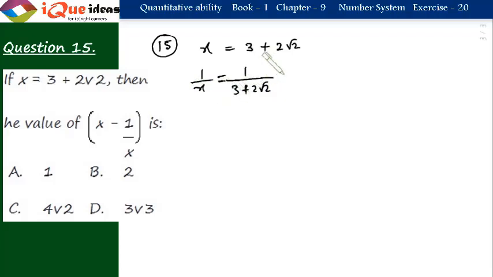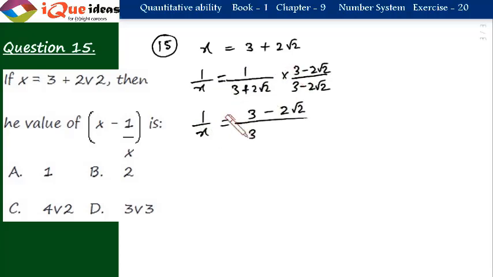Just change the sign of the irrational part, so it is minus 2 root 2. So it will be multiplied by 3 minus 2 root 2 in the numerator and 3 minus 2 root 2 in the denominator. So we will have 1 by x equal to 3 minus 2 root 2 in the numerator, and in the denominator it will be a plus b into a minus b. Hence it will be a square minus b square, and that gives us 3 square minus (2 root 2) square.